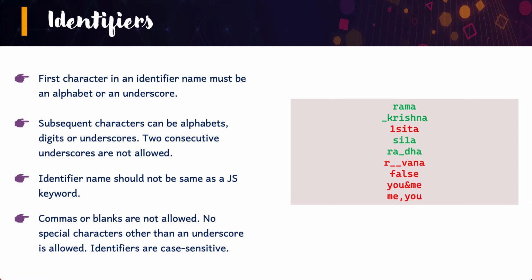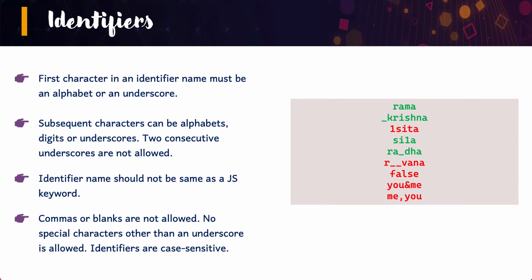Now let's look at some examples on the right hand side. The first name, Rama, is a good identifier name. It meets all the requirements. The second name, underscore Krishna, is also a good identifier name. The third name is a bad identifier name. Why? Because it starts with 1 and therefore it does not meet the first rule. The third variable name is a good one. It does not make sense as a meaning, but it's a valid identifier name. So is the fourth one.